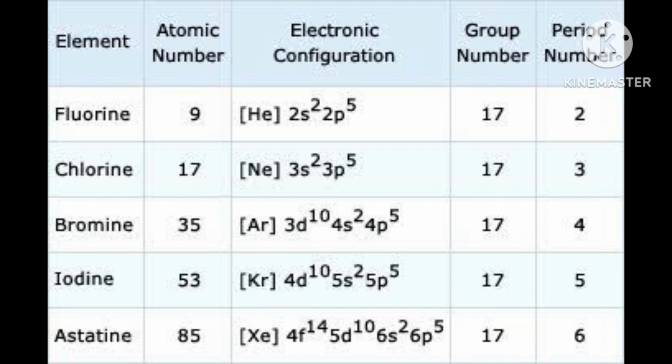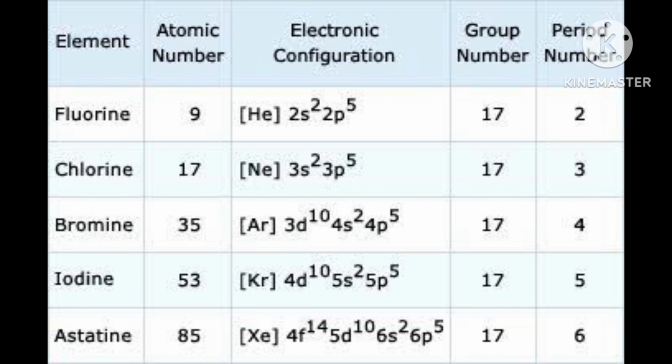Again, F2, fluorine gas, has a very low melting point, 54.4. Cl2 is 172. Bromine, 265, more than chlorine. And iodine, 386.6. Astatine is not known.